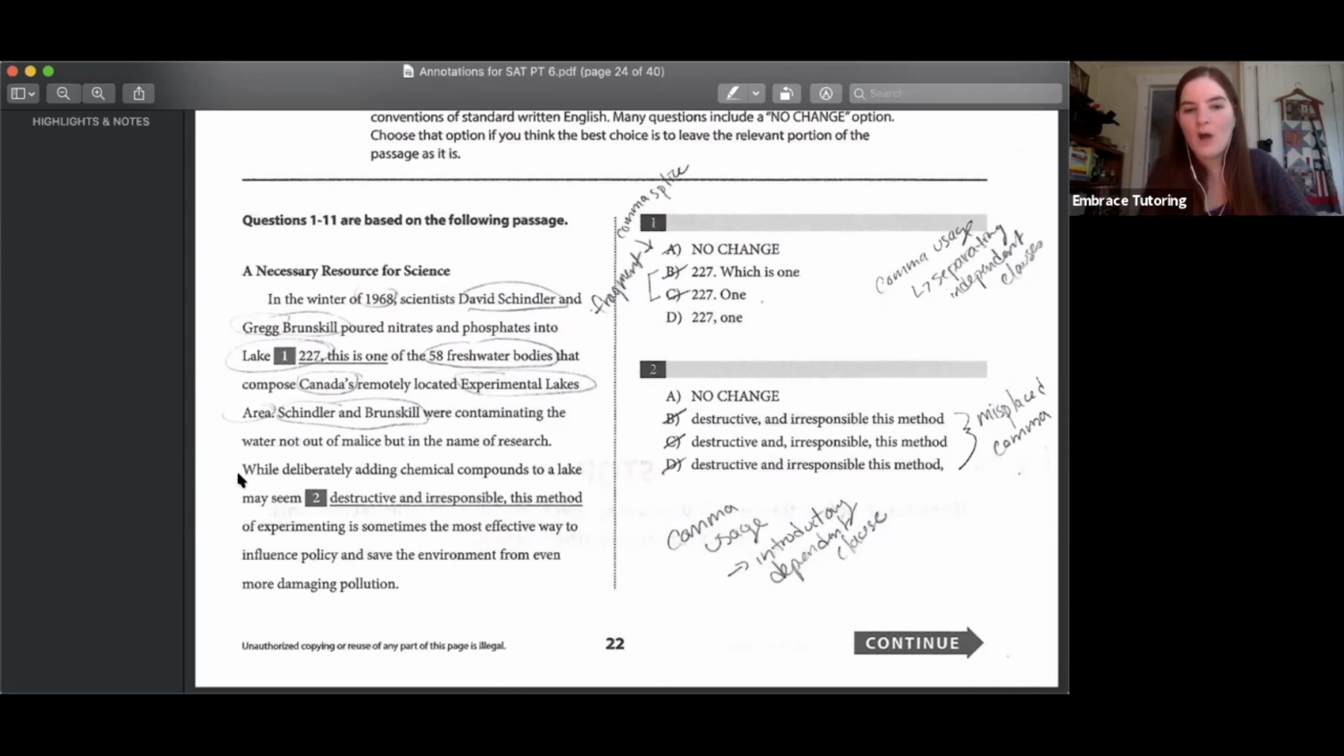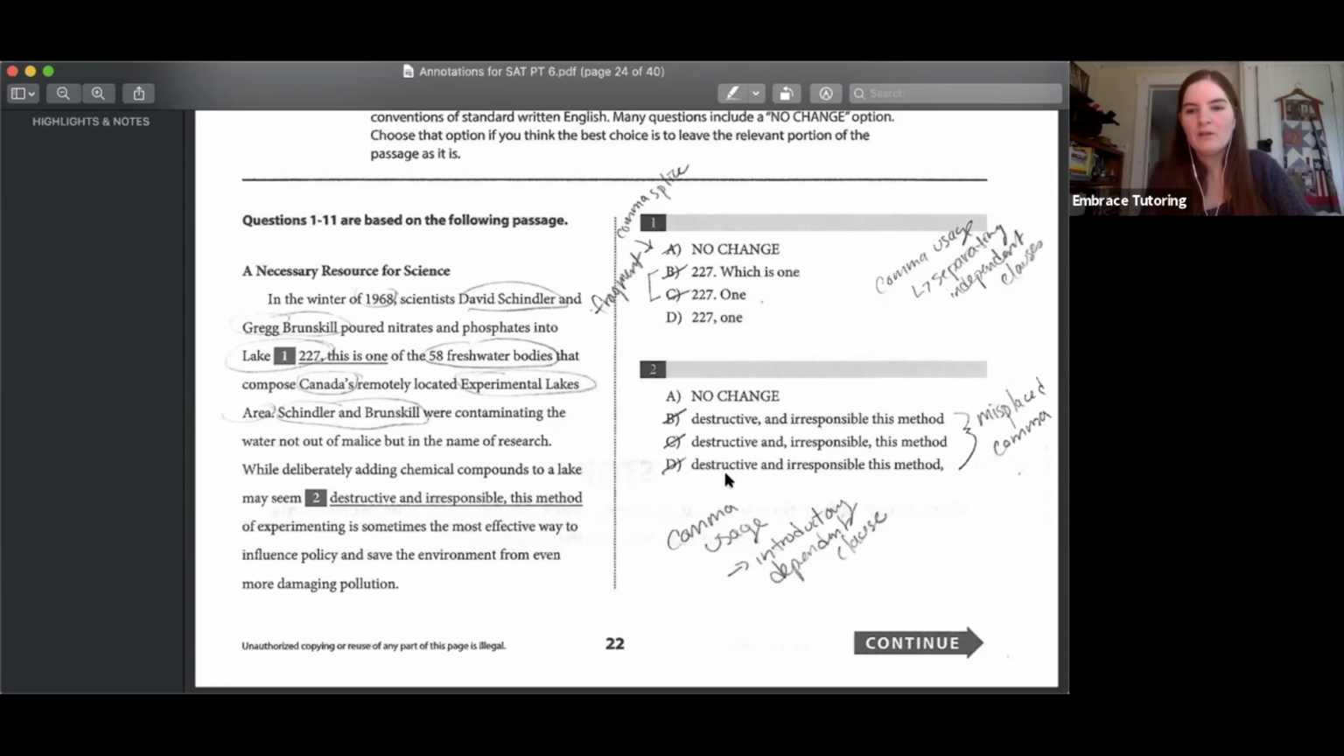And that would be from while until irresponsible. That's the dependent portion of this sentence. And the independent clause goes from this down to pollution. So the other answer choices add commas where they don't need to be.